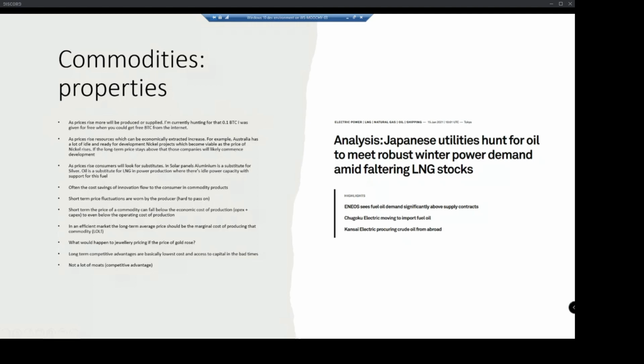And inversely, when prices go down, they turn off production, or they forget about things. Like you just stick all your gold in your cupboard and you kind of forget about it because it's no longer got any value.